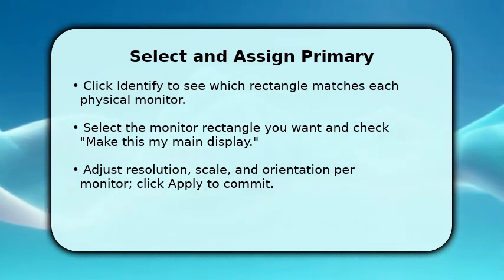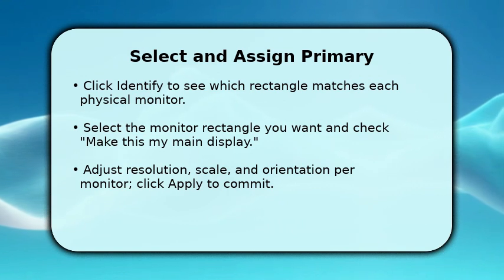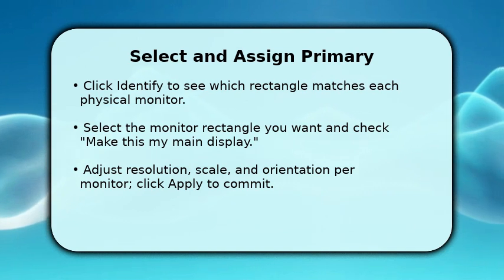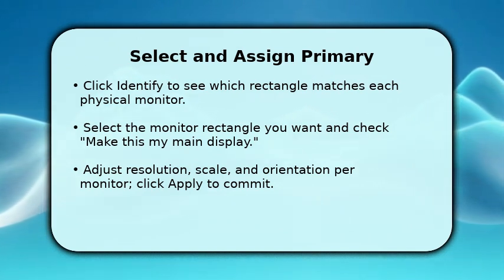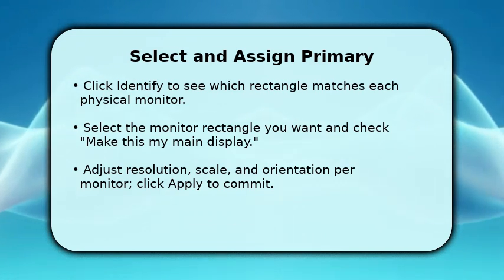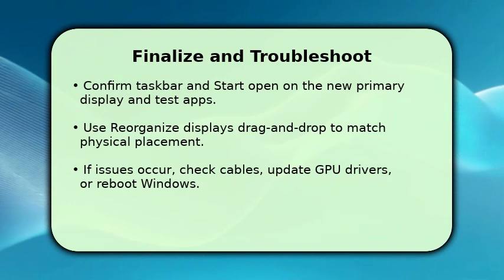Before finishing, confirm resolution and scale settings, match the panel for sharp text and correct layout, then press Apply to save the change. After applying, check that the taskbar and start menu appear on your new primary monitor and open a few apps to confirm defaults follow.